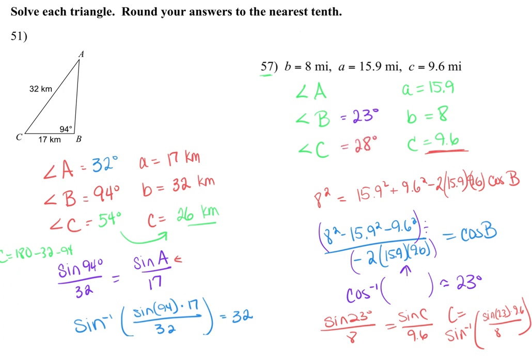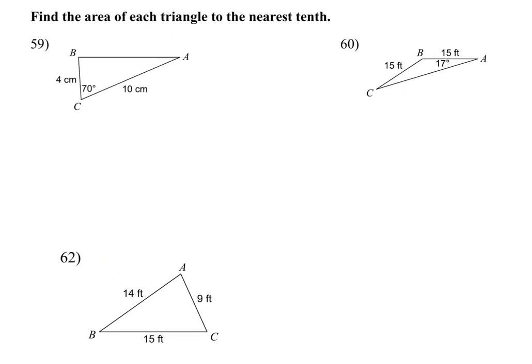And then you can use your 180 minus 23 minus 28 to get that A is going to be 129 degrees. And you have solved the triangle. All right, so your formulas for area. You're either going to use just your area formula, which is 1/2 side A, side B, sine of C, which means you have to have the angle and the sides that make up the angle, like this example right here.